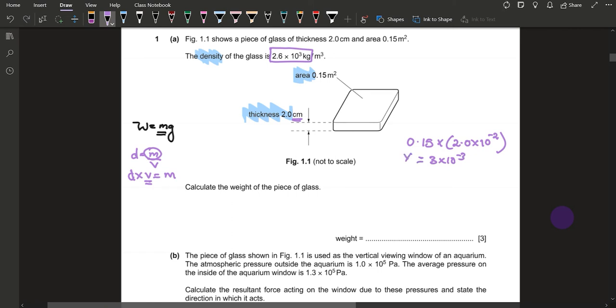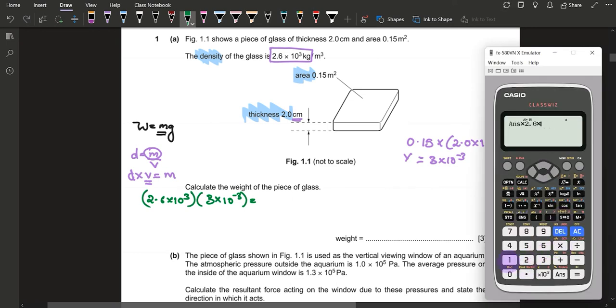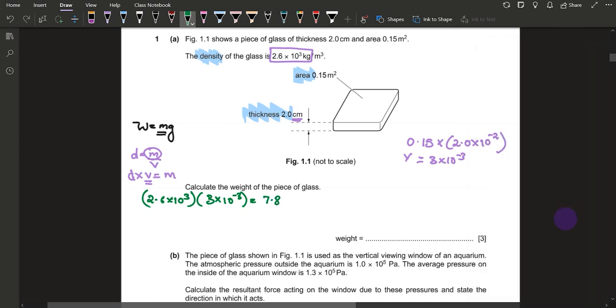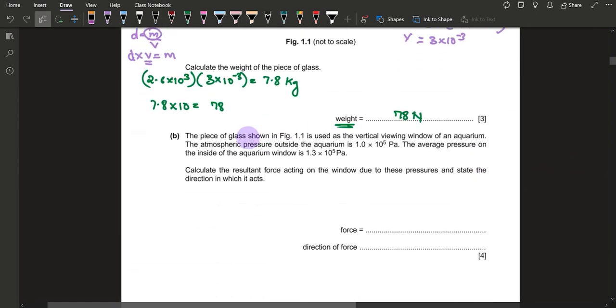So this is going to be our volume. We have the density, so we just multiply them. 2.6 × 10^3 times 3 × 10^-3 gives us 7.8. So we have 7.8 as our mass, which is in kg. Now, to find the weight, we multiply by the gravitational constant here, which is 10. So 7.8 × 10 is going to give us 78 newton.